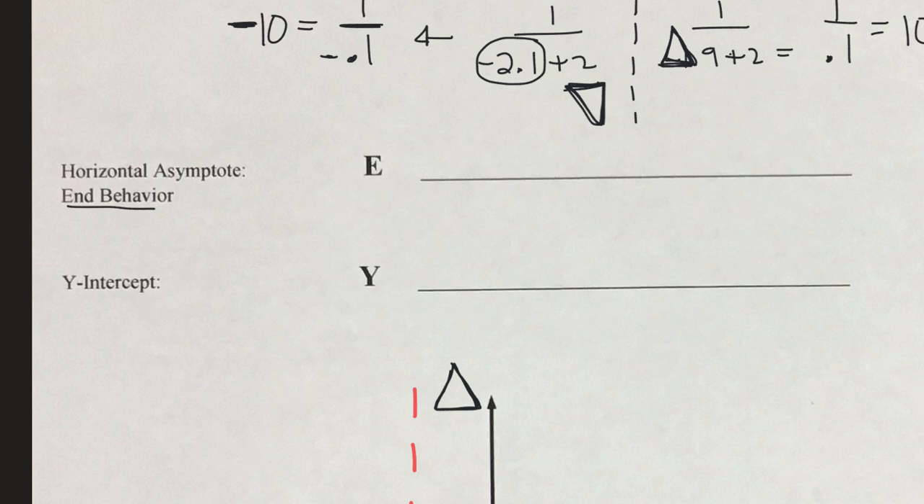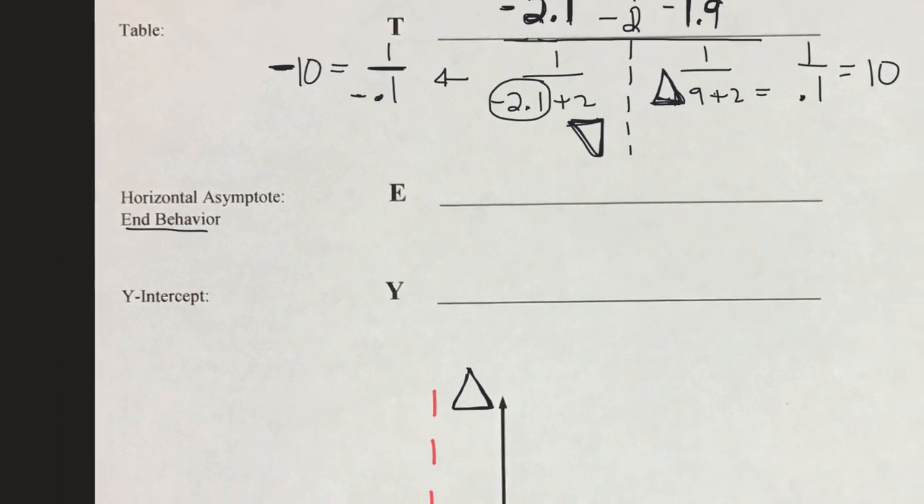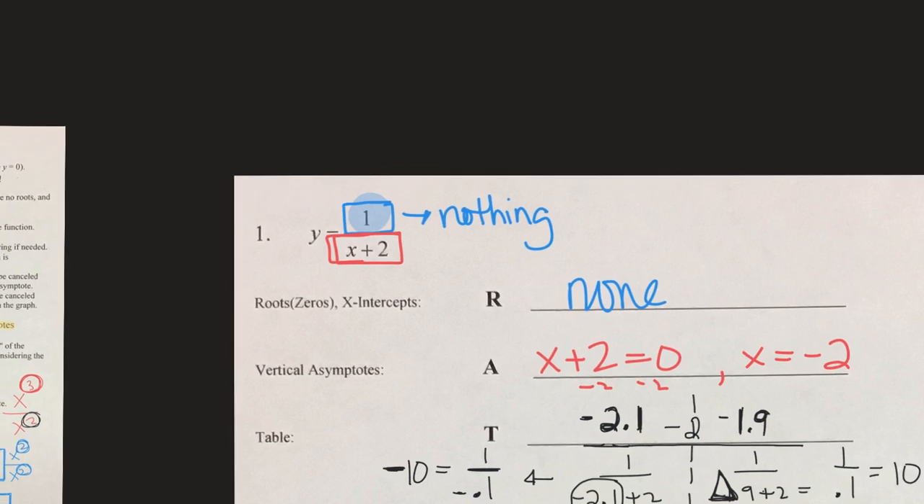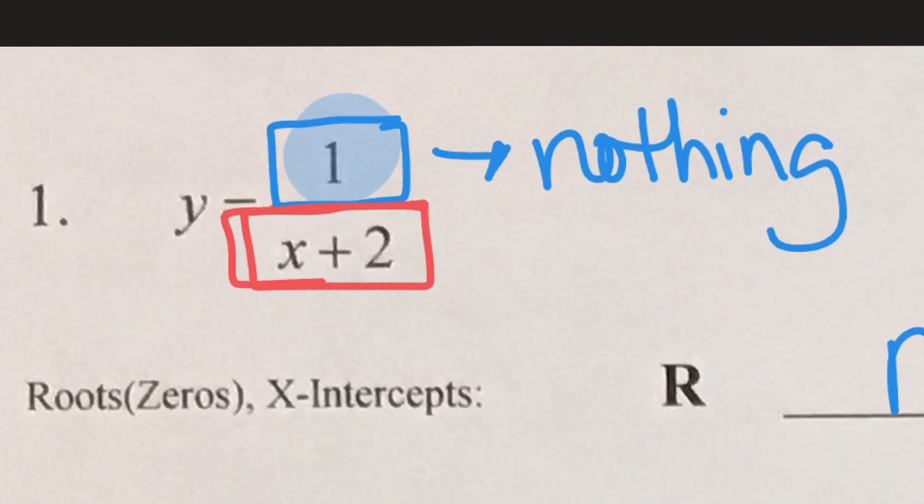Horizontal asymptote end behavior. So let's look. Is it top heavy, bottom heavy, or neutral? So we have how many x to the what power on top? Right, so x to the 0 on top. Believe it or not, what's x to the 0? Nope, it's 1. Anything to the 0 power is 1.